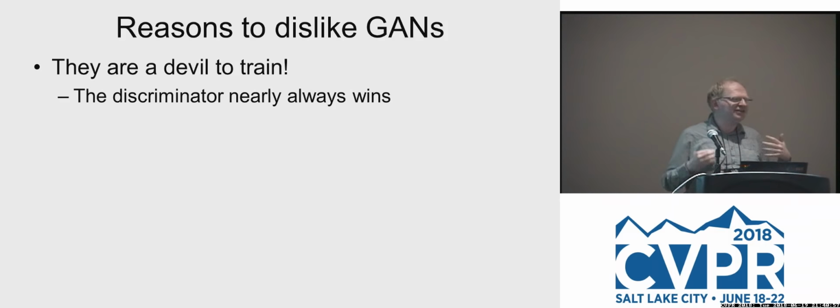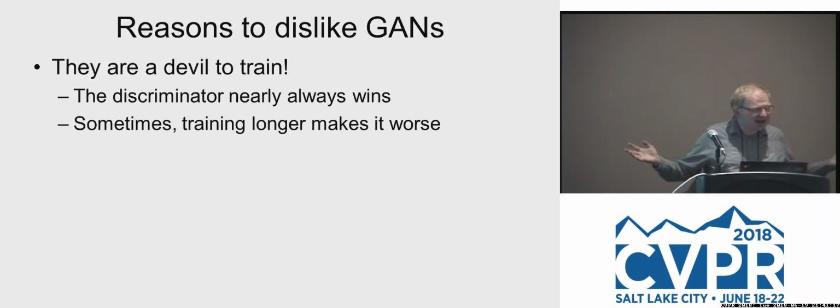And you would think that that would mean that this shouldn't work. And yet, somehow, we still get nice pictures and good results. So this is a mystery. The optimization is not really doing what we want it to do, and yet it seems to be working. Okay? Another annoying thing, sometimes training longer makes things worse, right?